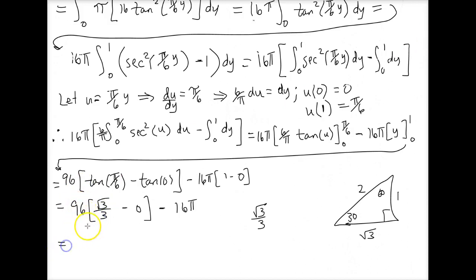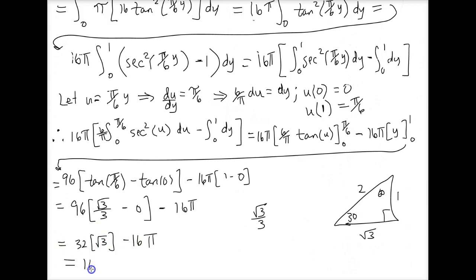Okay. So now we know that 96 divided by 3 is just 32. That's root 3 on the inside there, minus 16 pi. And so this would be our answer.